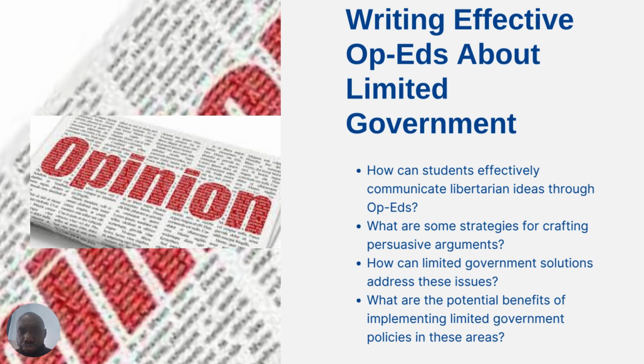And this you can achieve by beginning with clearly articulating your main argument or statement, and using persuasive language and compelling evidence to support your claims and engage readers' interest from the onset. You also need to provide context and background. You should offer relevant context and background information to help your readers understand the issue at hand. Explain why limited government principles are relevant to the topic and how they can address societal challenges.